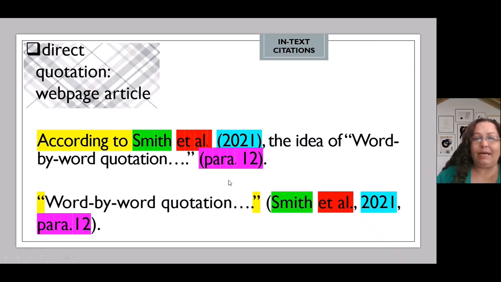If the information appears at the end of the sentence and we're going to put it between parentheses, then provide the quote between quotation marks, then open parentheses, first last name, et al., if we have more than two authors, comma, date of publication, comma, para for paragraph, period, provide the paragraph number, close parenthesis, period.